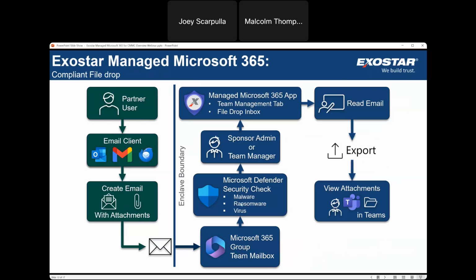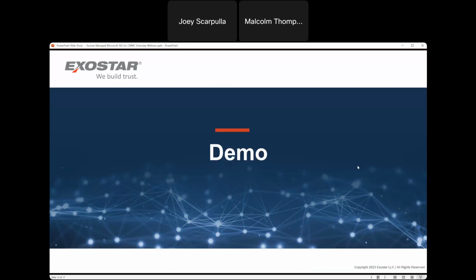We also do malware, ransomware, virus checker on that email that comes in, and then either a sponsor admin or team manager can view that in that file drop inbox view, read that email, and then if it deems appropriate where you need to export the documents to Teams, you will export it into the team and/or move it to other teams wherever it needs to reside. All right, so let's get into a demo of what this looks like.